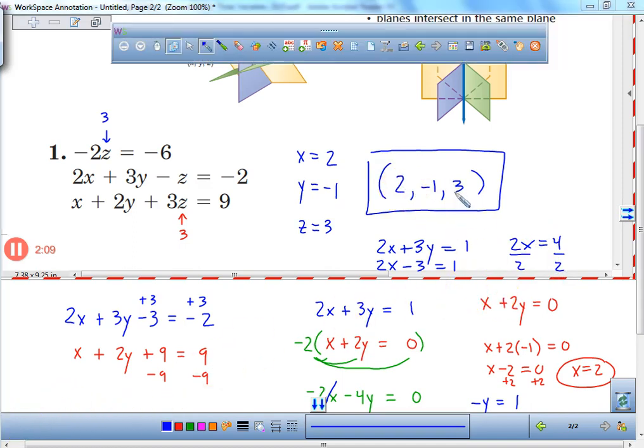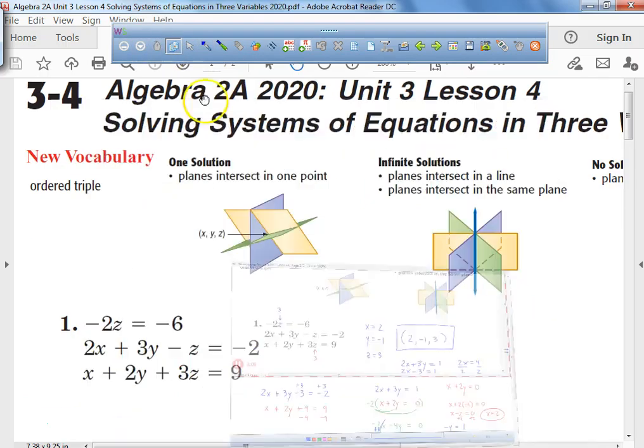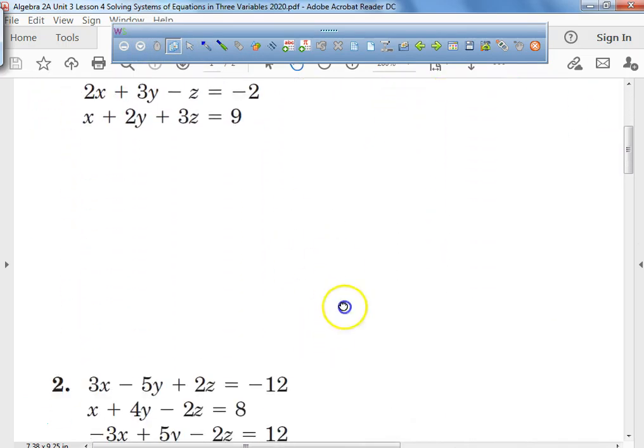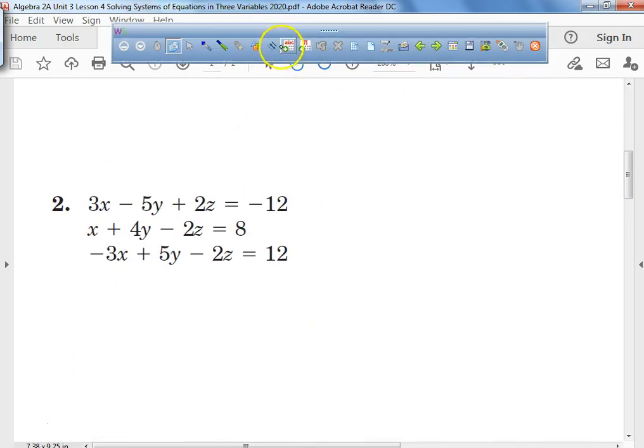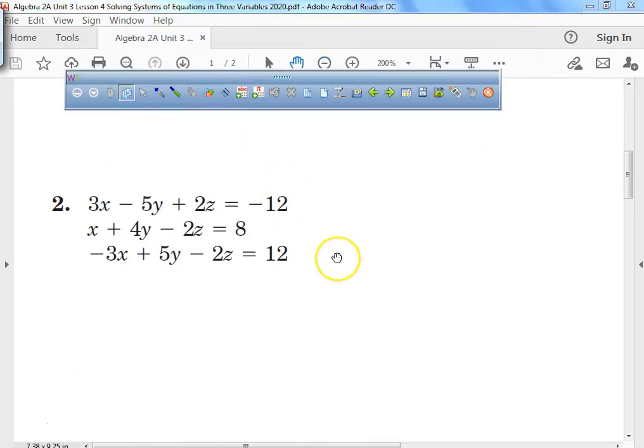All right, now we're going to focus on problem number 2. It's very important that you write down problem number 2 exactly as it appears. If you do not write the problem down exactly as it appears, and you put a positive where there's supposed to be a negative, or a negative where there's supposed to be a positive, you will get this answer wrong. So please, carefully write it down right now.